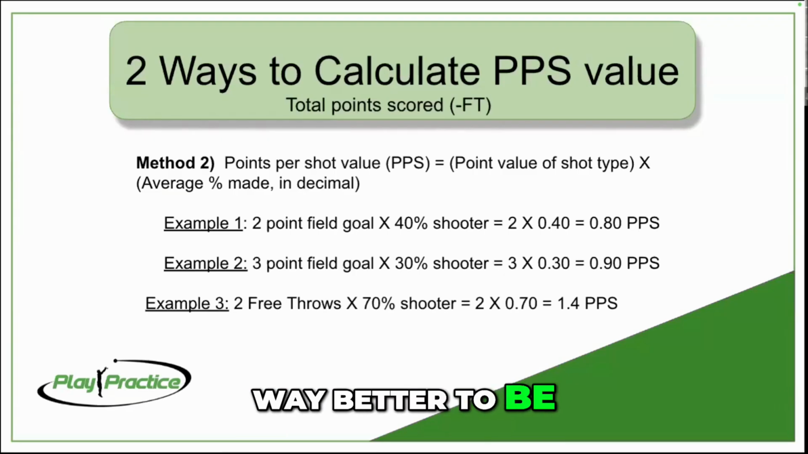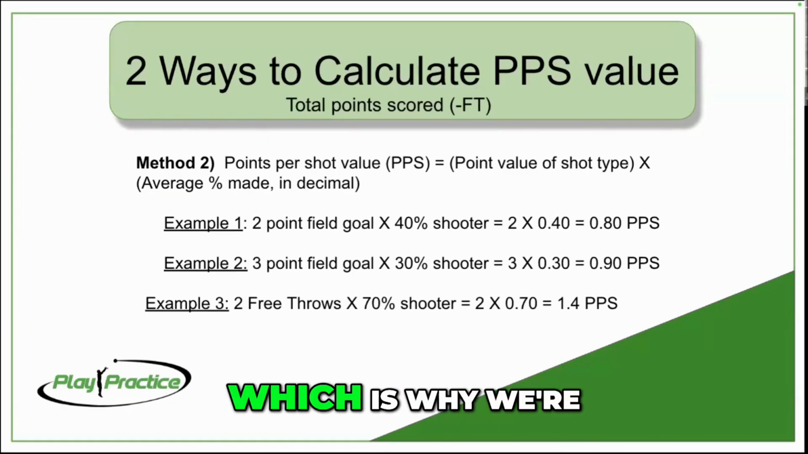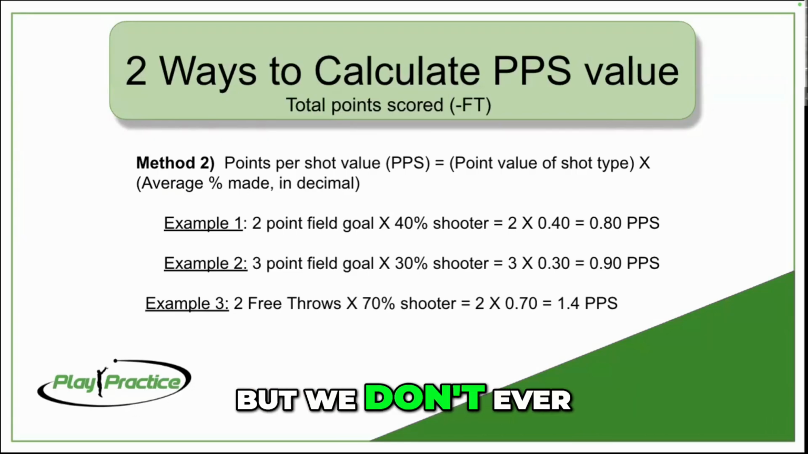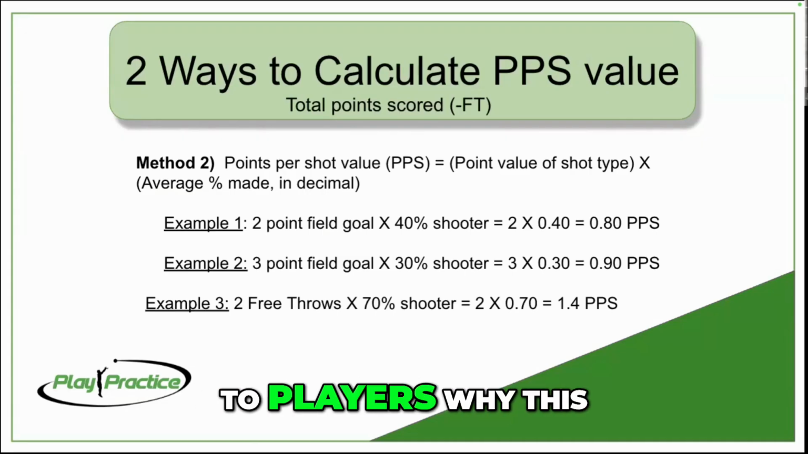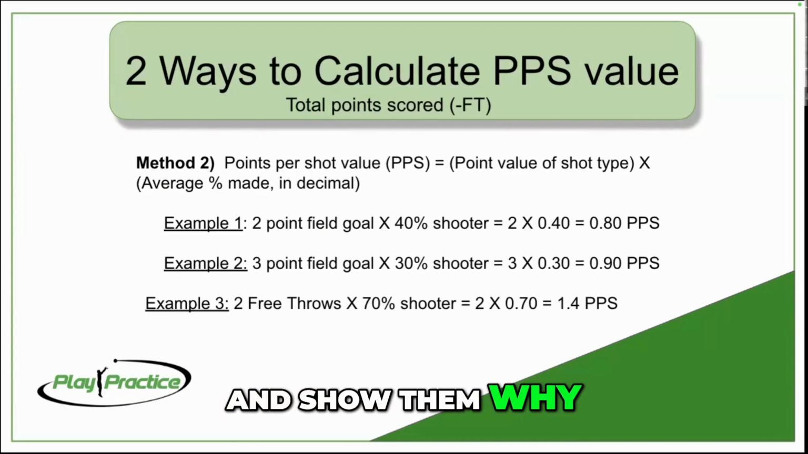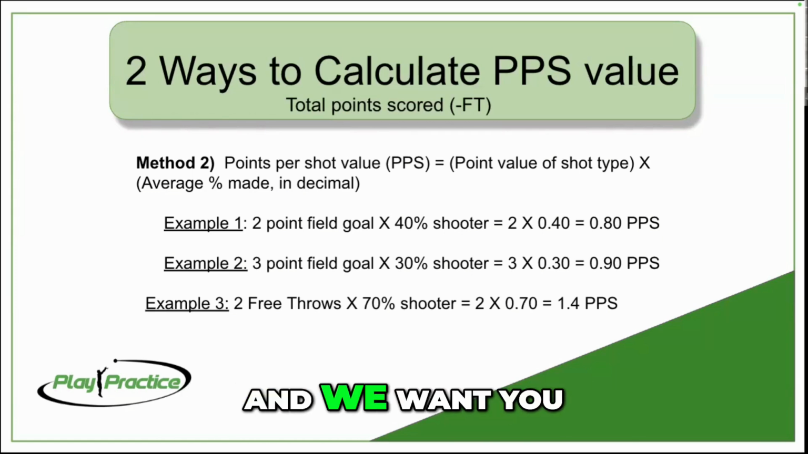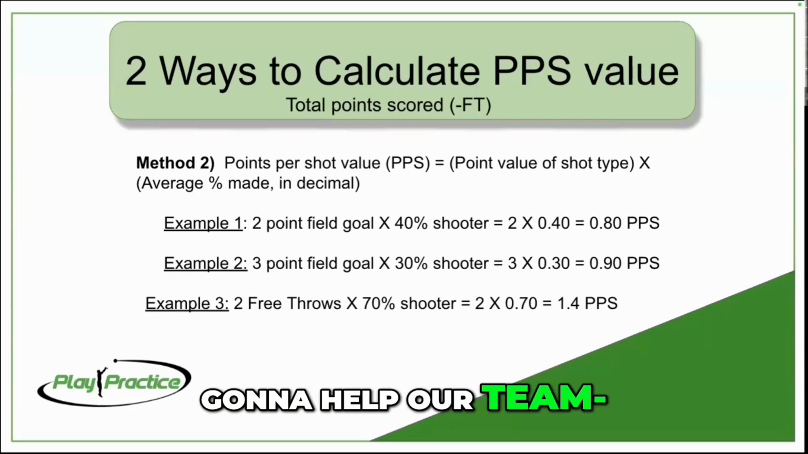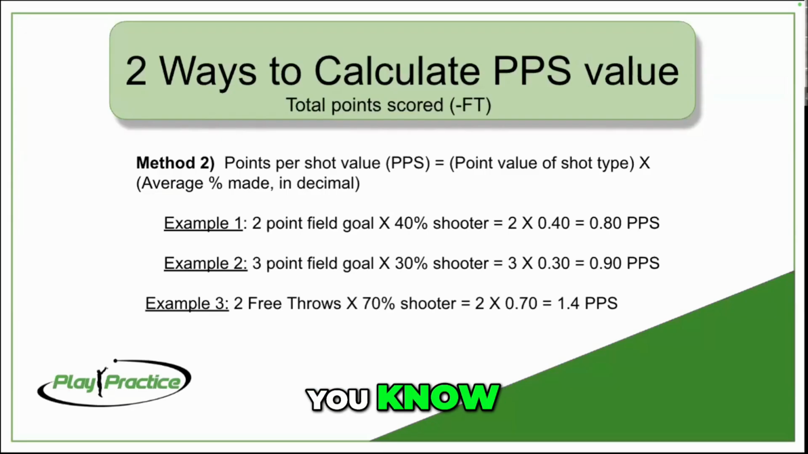So it's way better to be fouled and shoot 50% than just about any other offense you can run, which is why intuitively we want players to get better at free throws, but we don't ever really do the mathematical evidence to prove to players why this is important and show them why 50% plus anything is really, really good. And we want you to keep attacking and getting fouled and getting free throws because we're going to help our team far more by doing that than just about any other offense we're going to run, at the middle school level and below.